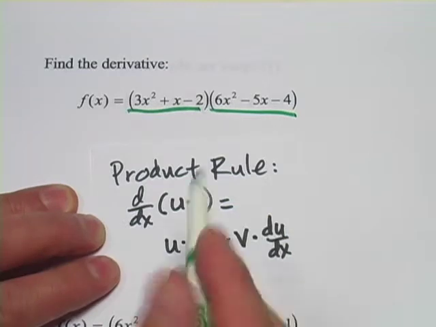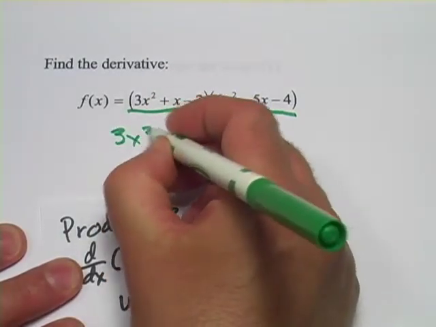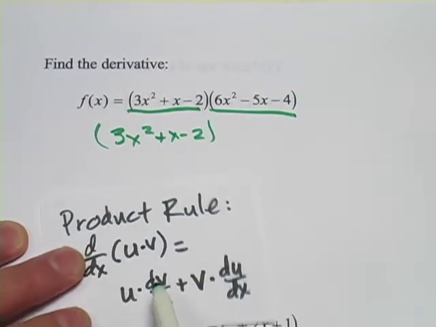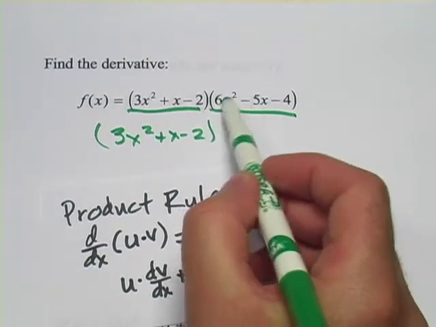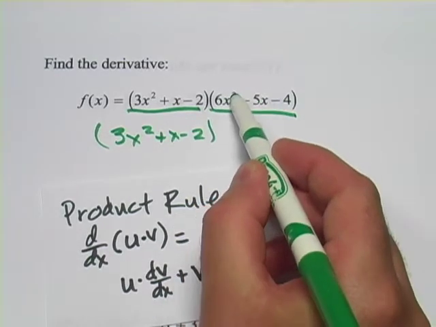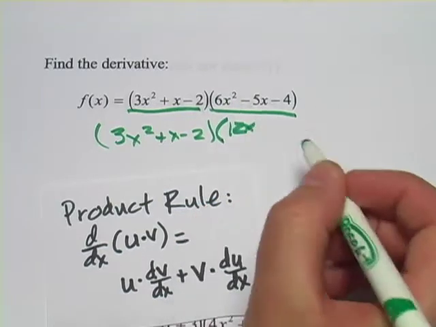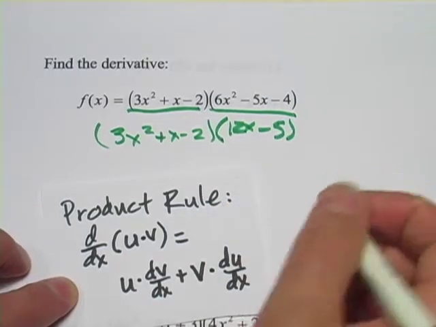So the product rule says take the first thing just as it is. So we'll start with that, 3x squared plus x minus 2, and multiply it by the derivative of the second thing. Well, here's the second thing. What's the derivative here? Well, let's take it a piece at a time. I would do 2 times 6, that's 12x to the first, and then this would be just minus 5, just applying the power rule there.